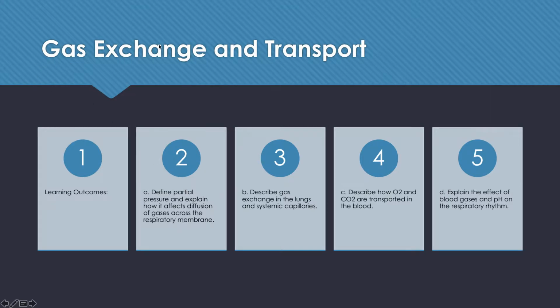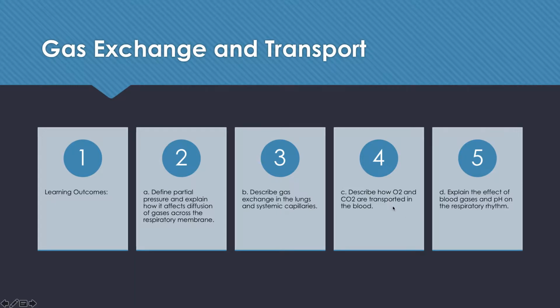So last time we ended on gas exchange and transport, and I'm actually backing up a little bit because we did do partial pressure stuff already, but never hurts to review. So the learning outcomes are: define partial pressure. So what does that mean, and how does it affect diffusion of gases across the respiratory membrane? Remember, this is the interface between the blood and the active tissues, or the interface between the blood and the alveolar air. We will describe gas exchange in the lungs and in the systemic capillaries.